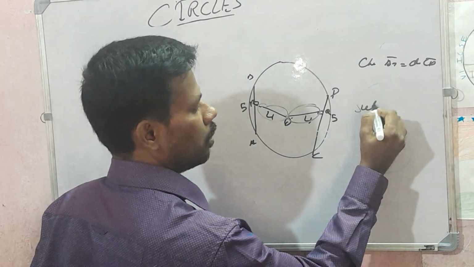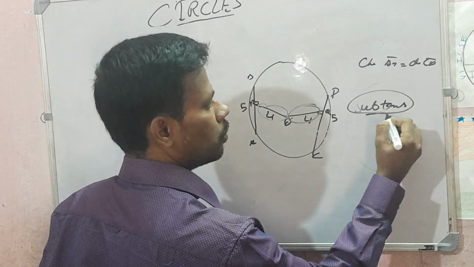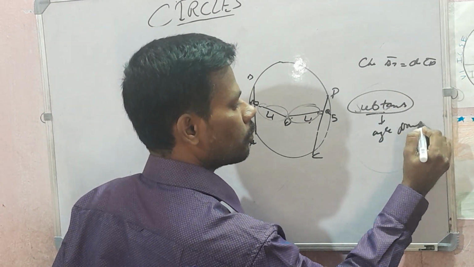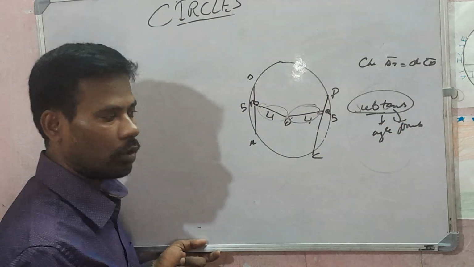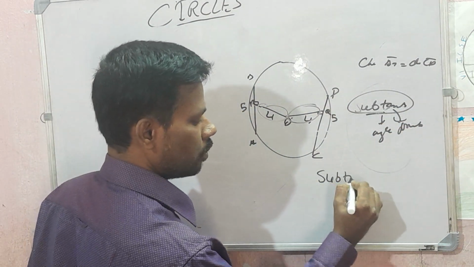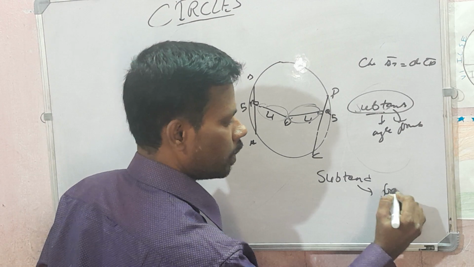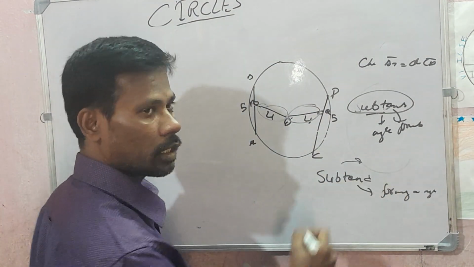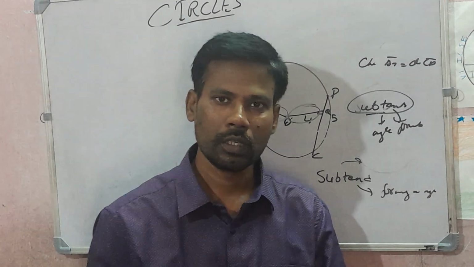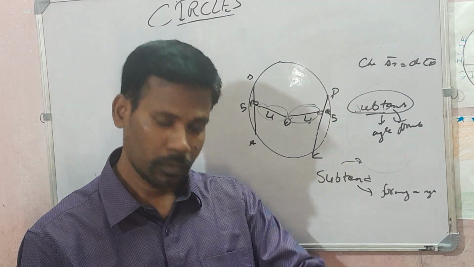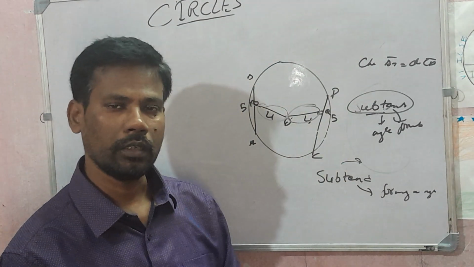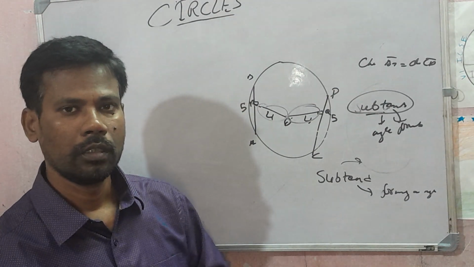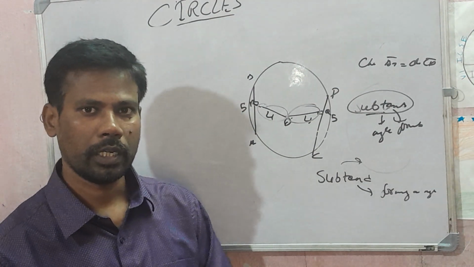Subtend means, you just remember this one, subtend means angle formed. There is one word called subtend. Subtend means forming an angle. We will be using it in the next class, what you mean by subtend and all that. So with this I am ending the class today, and from next class onwards we will be doing problems based on 9th and 10th standard state, CBSE and ICSE.